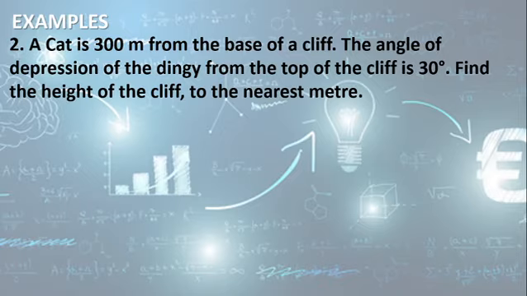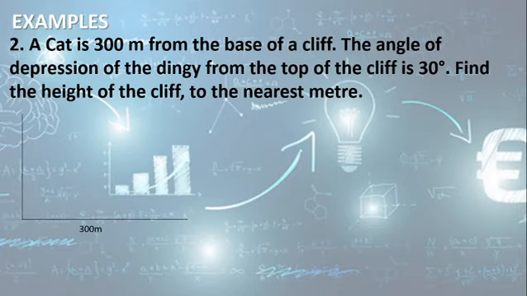So first and foremost, we have a cliff. And a cliff is always a vertical line, a vertical building or something like that. So we'll represent that by this vertical line. That's our cliff. The cliff is standing on the ground, and there's a cut 300 meters away, also on the ground, from the base of the cliff. The base means the foot of the cliff. So the cut is 300 meters away from the foot of the cliff, and there's someone at the top of the cliff, maybe the cut owner, who's looking down at the cut.